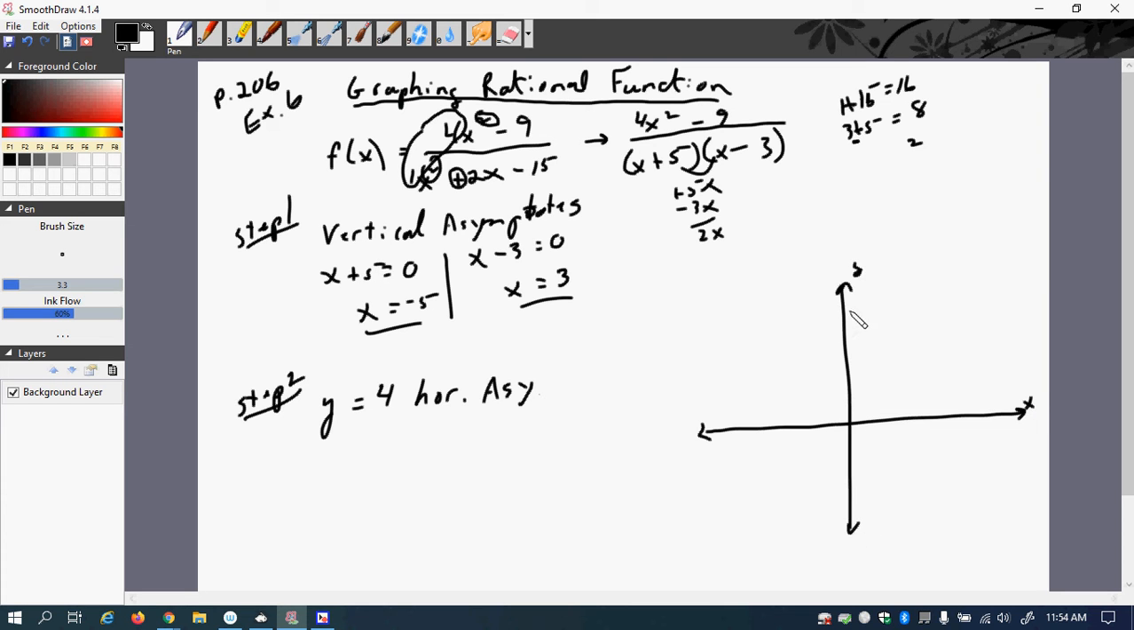And so now I have x at negative 5, so negative 1, 2, 3, 4, 5. And so I have one at negative 5. So here's my x equal to negative 5. And then I have one at 3, so 1, 2, 3. So I have one here. And that's at x equal to 3. And then my horizontal is at 4. So 1, 2, 3, 4. So I have one at horizontal this way.